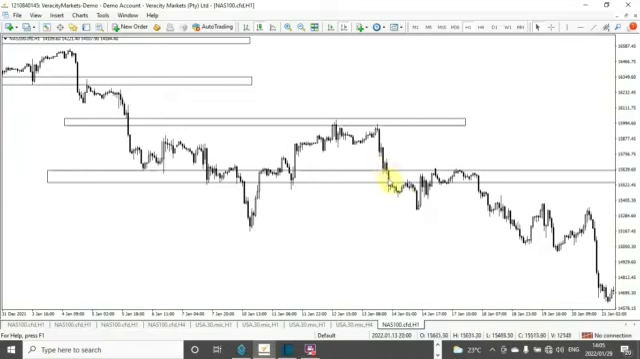And then as you can see, price went back to the demand zone. And then we had this false breakout here. Price went back into the demand zone, and then finally it broke the demand zone. So yeah guys, that's basically a short brief explanation of how demand and supply zones work. Hopefully you got value from this video.